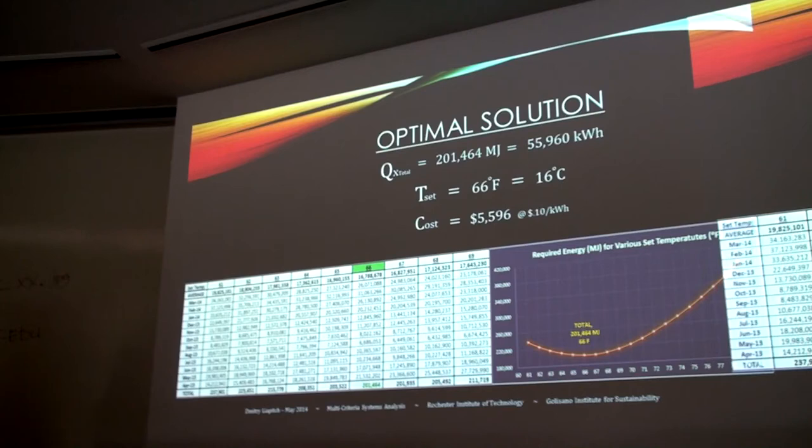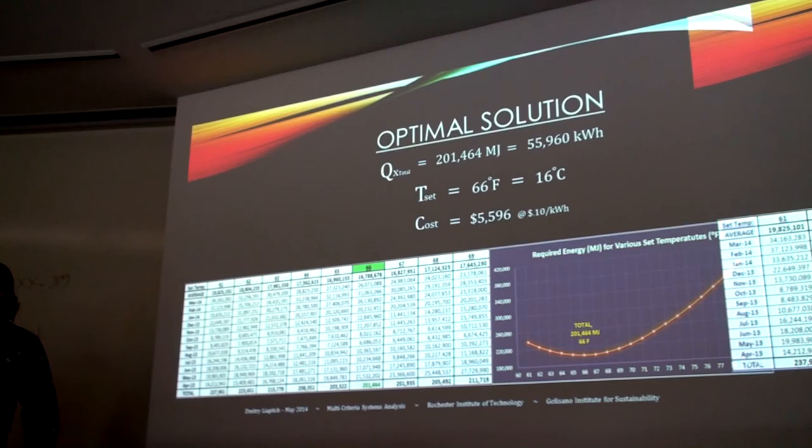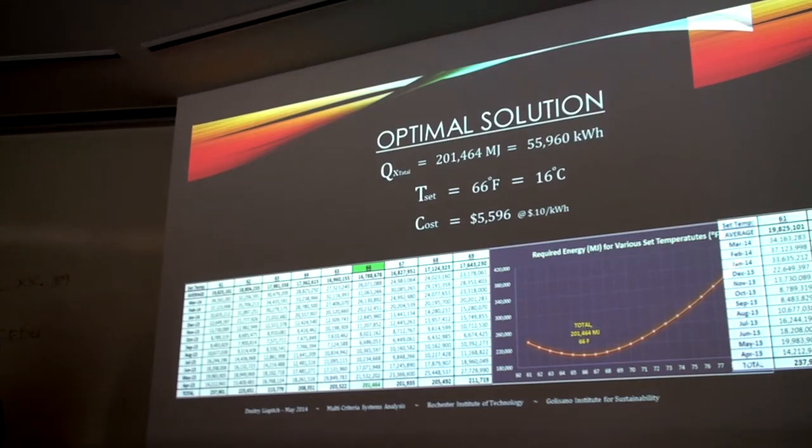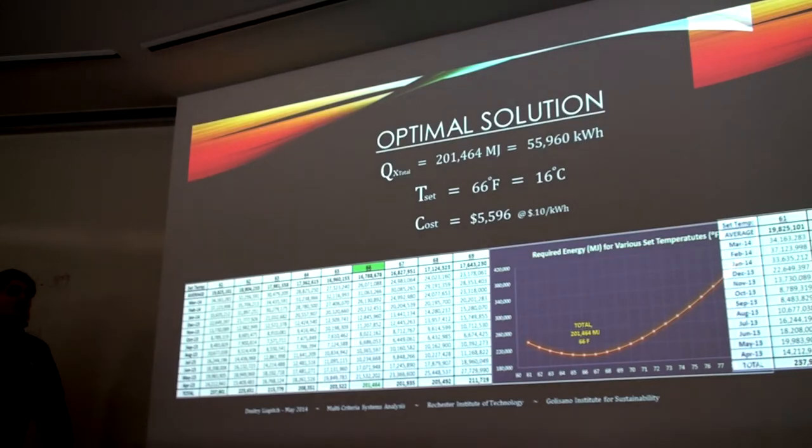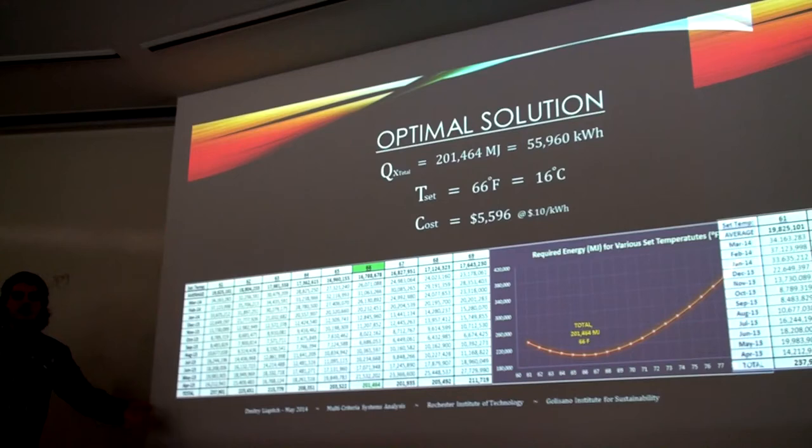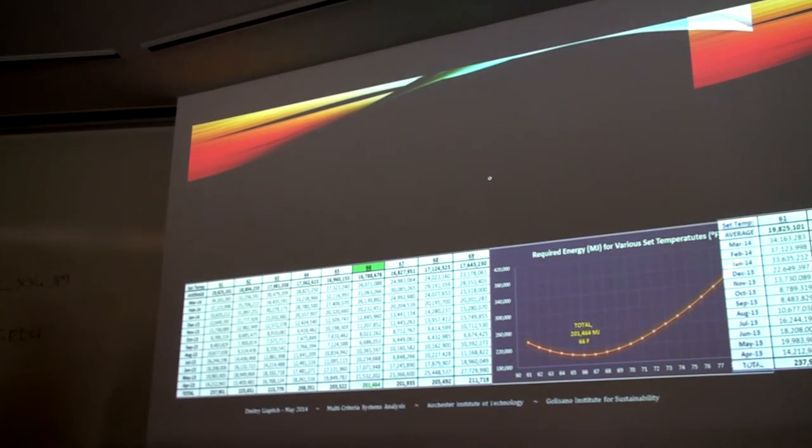So applying that to costs, we pay about $5,600 a year to heat and cool this building, assuming it's at 10 cents a kilowatt hour. Cost was not incorporated into this analysis. However, it's interesting to think about its proportion.